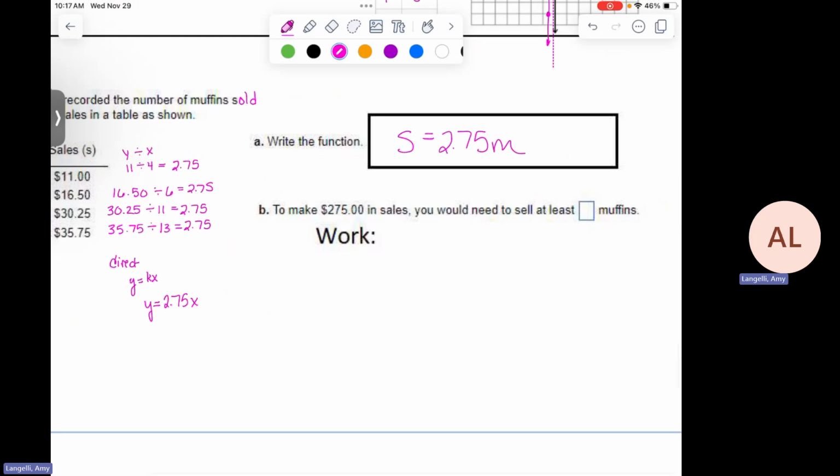Ooh, I love part B. To make $275 in sales, what is that going for? S for sales or M for muffins? S for sales. So 275 equals, and you probably could do that just instinctually in your head, but here's mathematically.